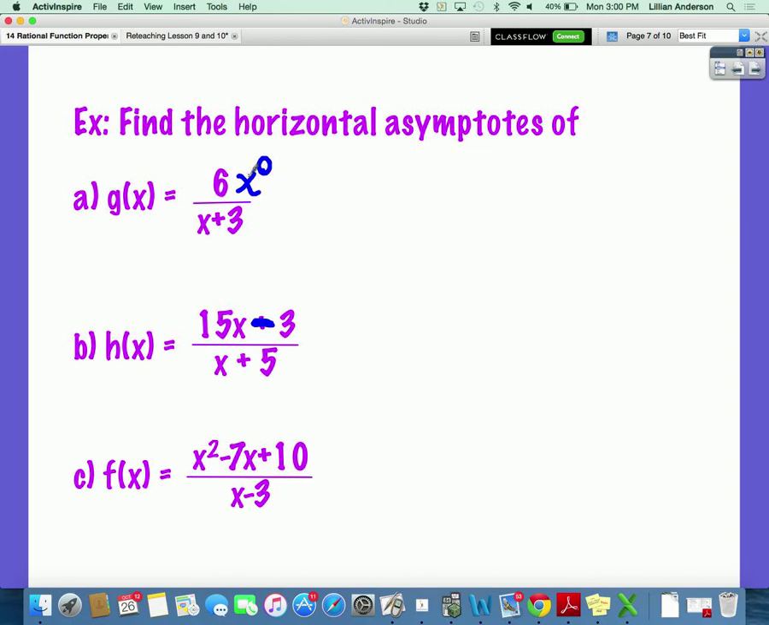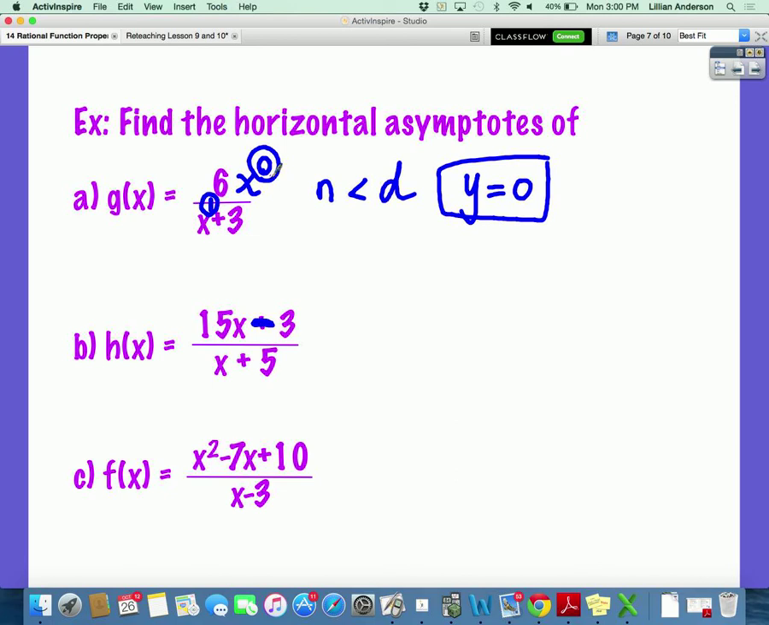So when there's no x, that's basically a degree of 0. And in this case, is the numerator bigger or is it smaller? Smaller. And when the numerator is less than the denominator, the horizontal asymptote is y equals 0. So you look at the degree. You don't plug anything in, it's just y equals 0.